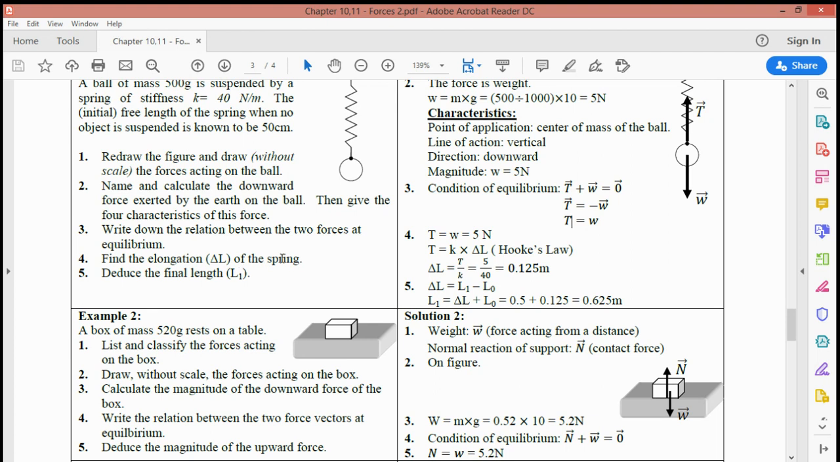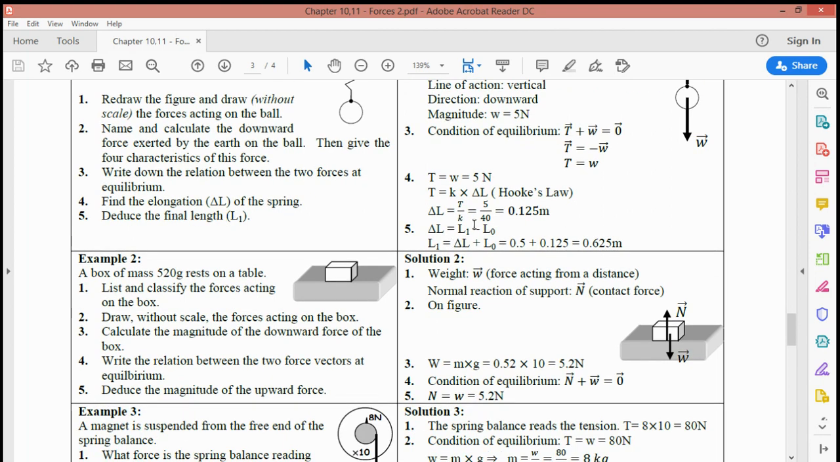Okay, find the elongation. Now we can deduce from this relation, tension equals weight, that the tension equals 5 newtons. From the tension, we can calculate the elongation using Hooke's law. As I said earlier, whenever we use any law, we should write the name of the law and the law itself before using it. Okay, deduce the final length. You use the equation of the elongation, L minus L0, and we find L.